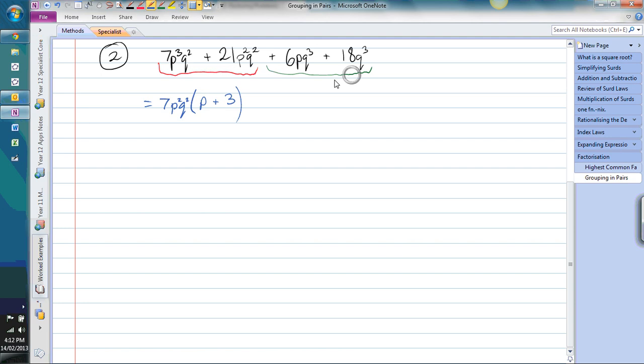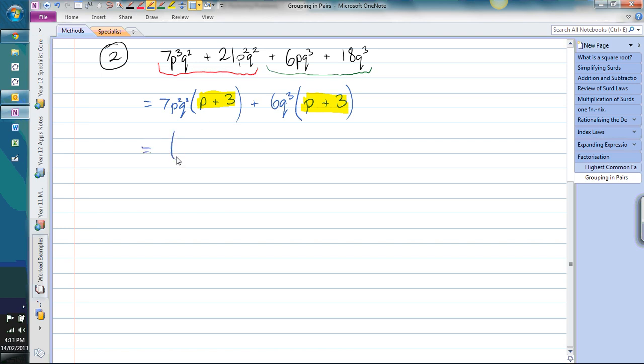Alright, this second set of terms, there is going to be a common factor of 6q cubed, a p plus 3. And as with any grouping in pairs problem, the second brackets will always be the same because we'll rig the question so that happens. So of these two terms, there's a p plus 3 in common.